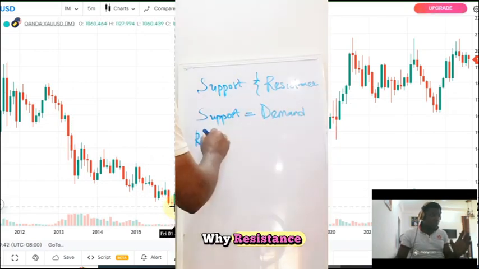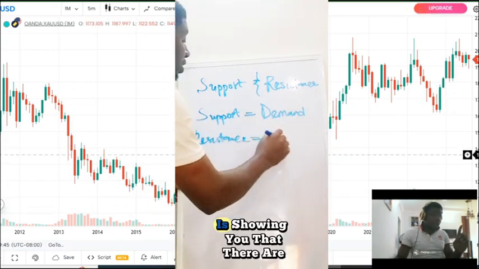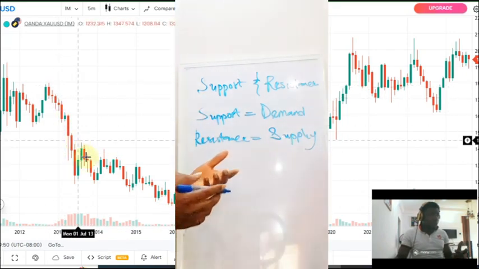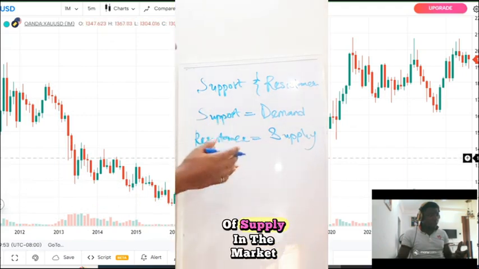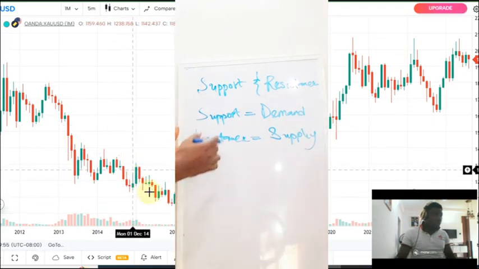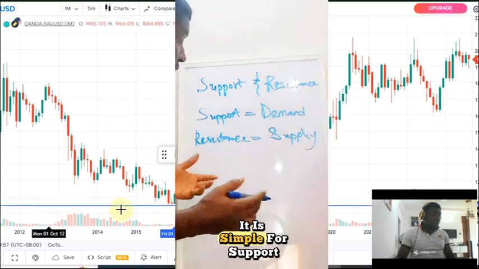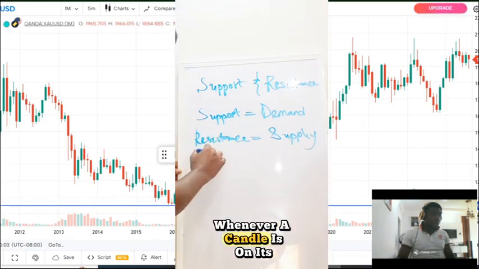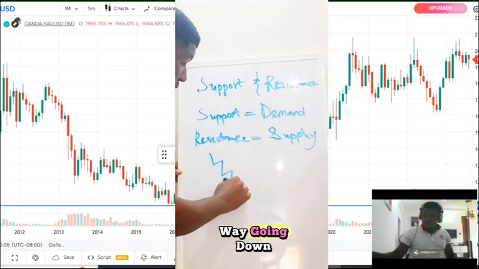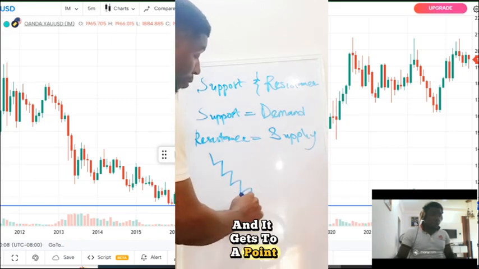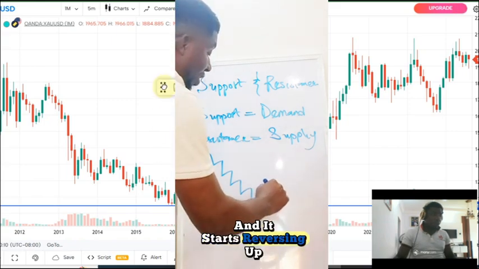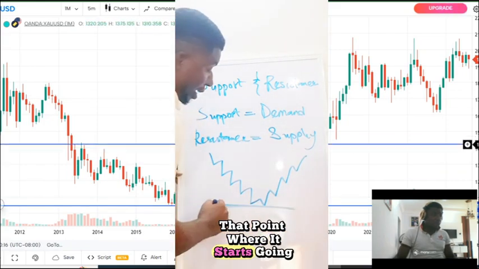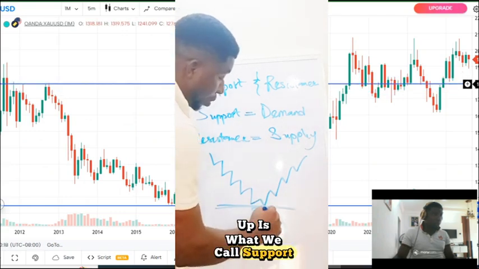While resistance is showing you that there is a lot of supply in the market. How do we easily identify this? It is simple. For support, whenever a candle is on its way going down and it gets to a point and it starts reversing up, that point where it starts going up is what we call support.